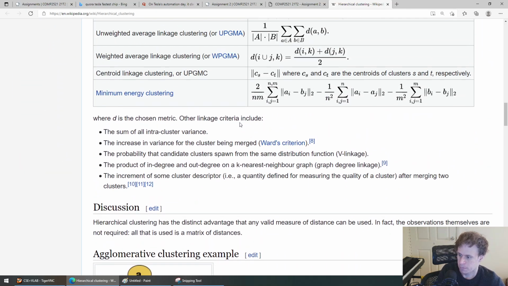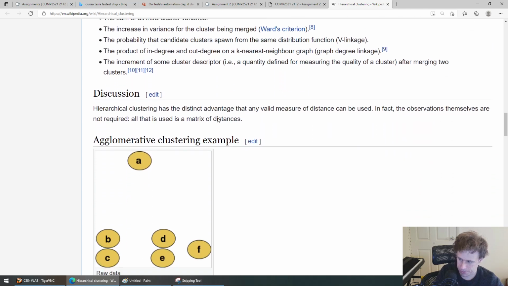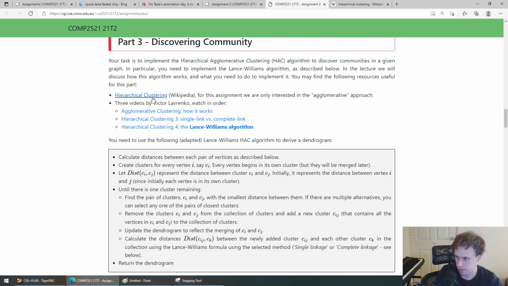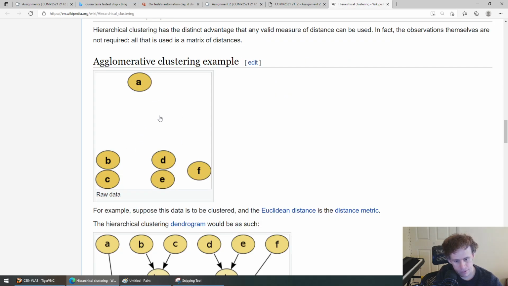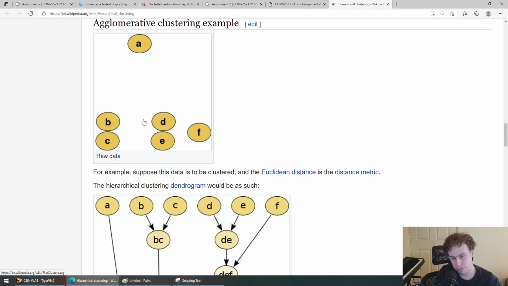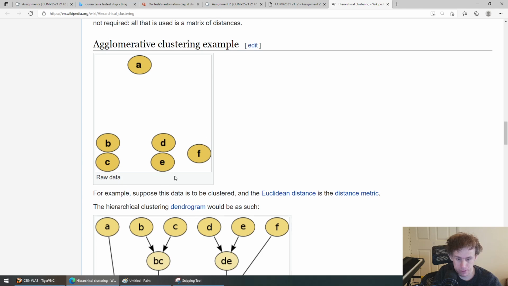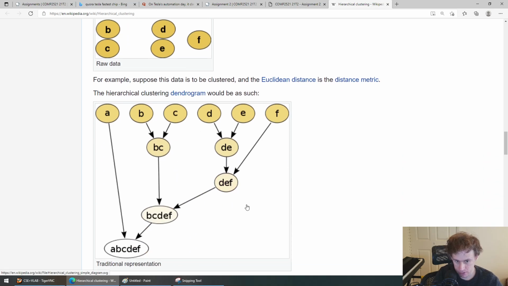Hierarchical agglomerative clustering is where you might look at a graph like this and assume these are connected. These are all nodes in a graph, and you want to start figuring out how close they all are to each other. The idea with clustering is that you want to take a graph that might look like this and turn it into something that looks like this.